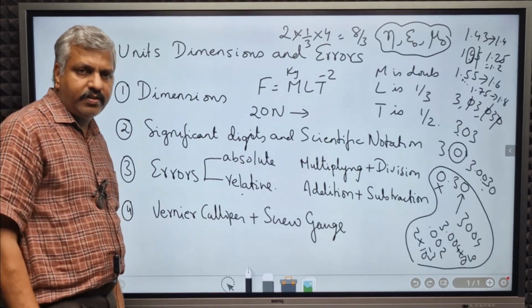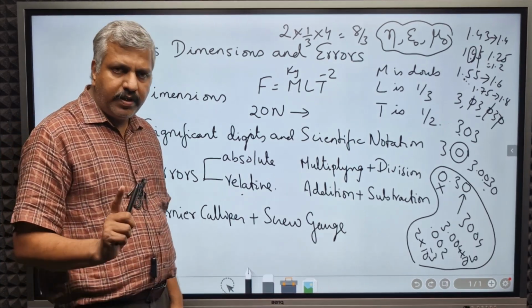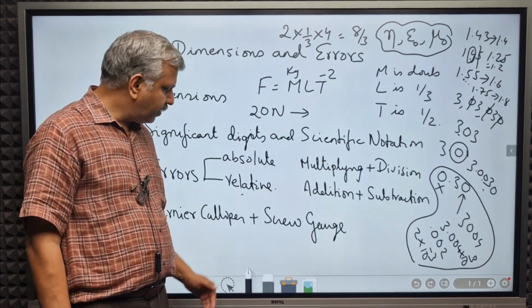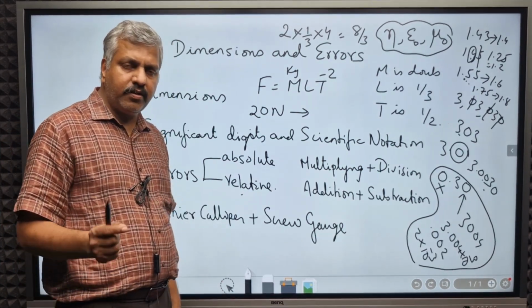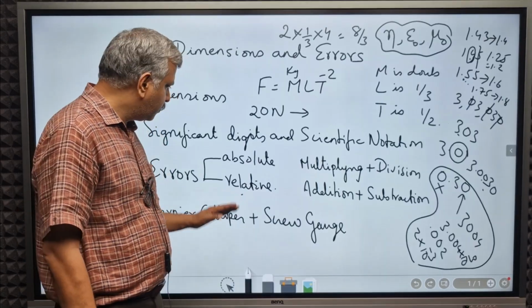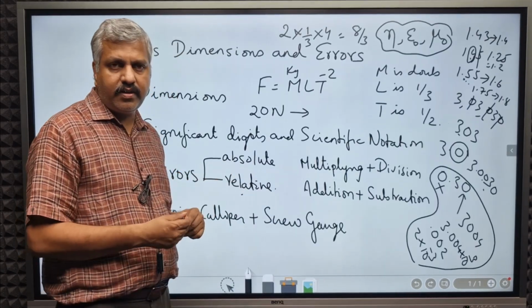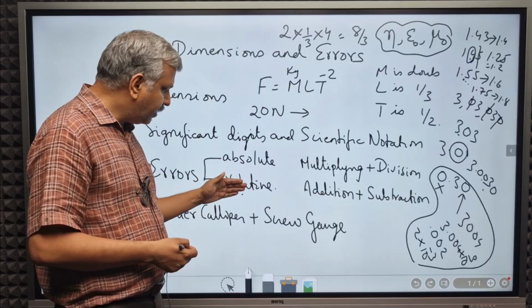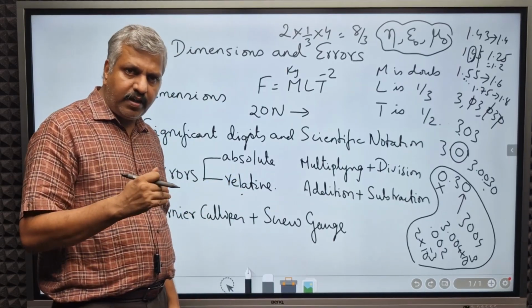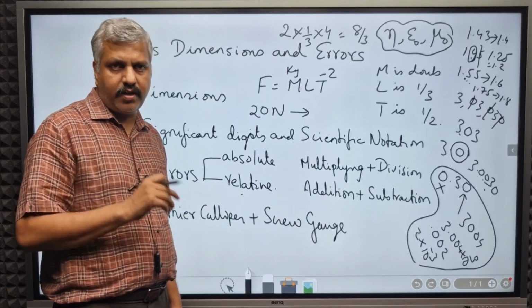So if I am using a simple scale, the minimum error will be 1 millimeter. If I am using a stopwatch, the minimum error will be 1 second. So absolute error is the actual error that you are making in any measurement. Relative error is the error divided by the measurement into 100.